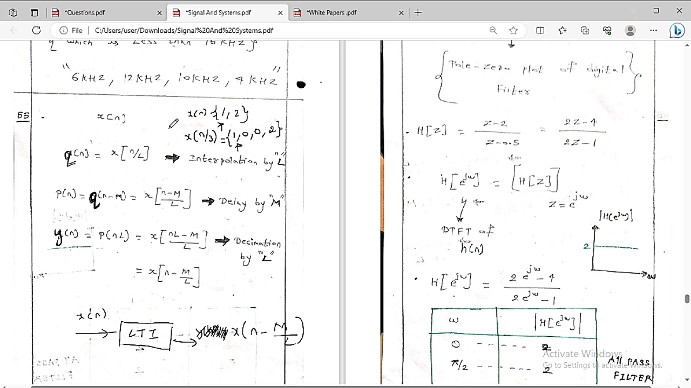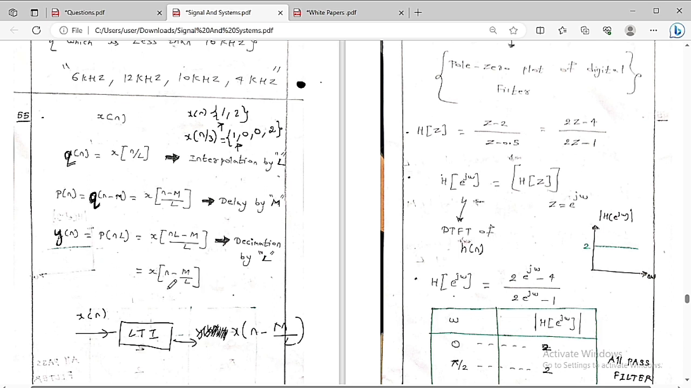So whatever I have done: interpolation by L means replace n by n by L. This I am going to assume as Q of n. Then we have the delay by M, meaning replace n by n minus M. This I am going to assume as P of n. Then decimation by L means replace n by nL. Wherever n is there, replace n by nL. Then you are going to get x of nL minus M by L. If you simplify, we get x of n minus M by L, which is nothing but y of n.